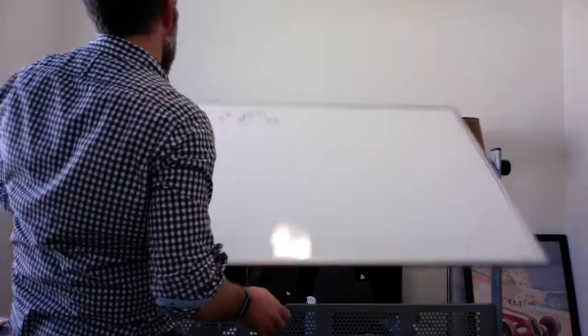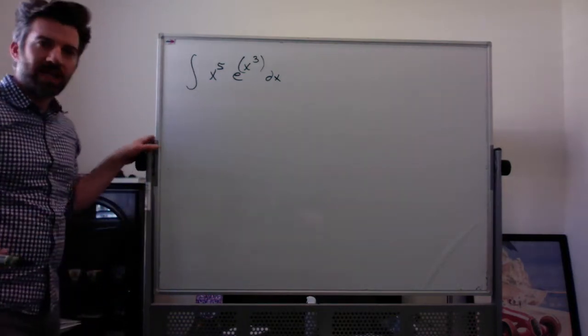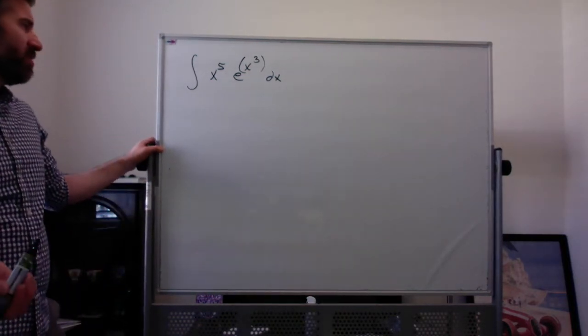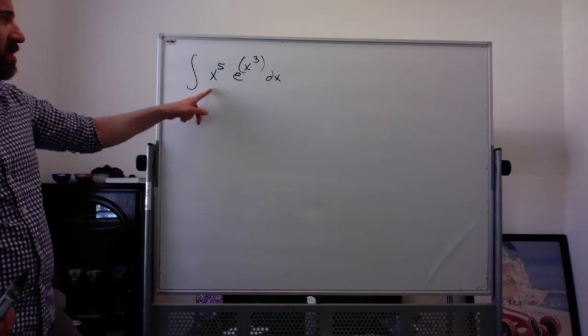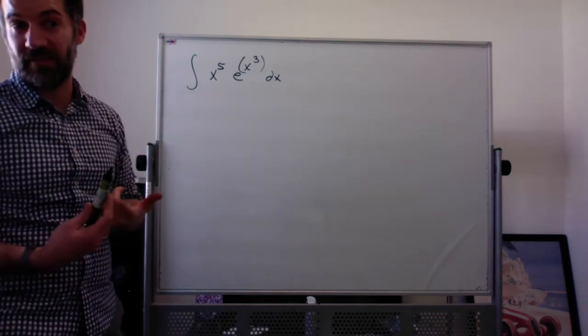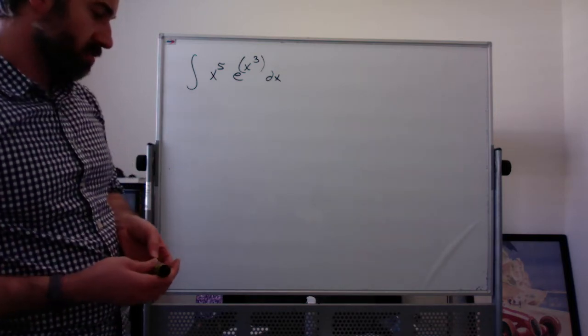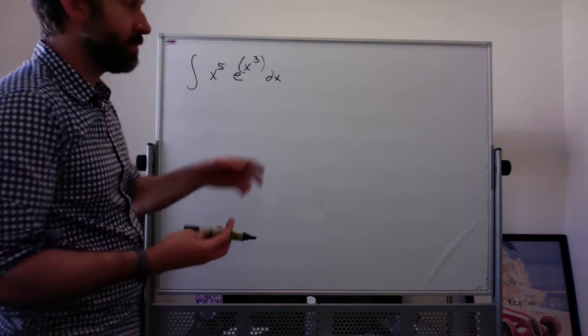So let's look at this other problem I've got here. This one is kind of interesting as well. Looks like integration by parts, and it is. But the problem here is, if I let u equal x to the 5th and dv equals e to the x to the 3rd, there is actually no way to anti-differentiate e to the x to the 3rd. It's un-anti-differentiable. There's a word for it, but I don't remember what it is.